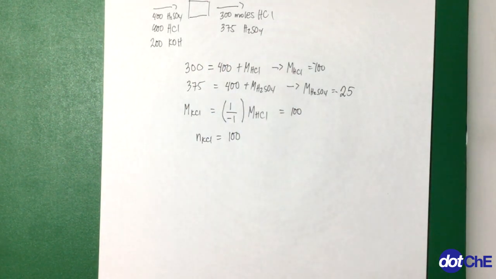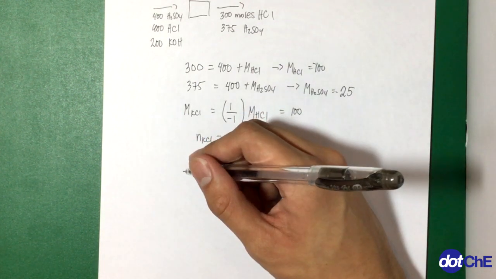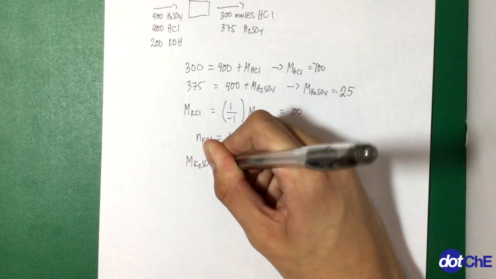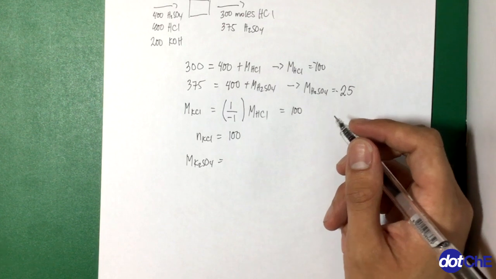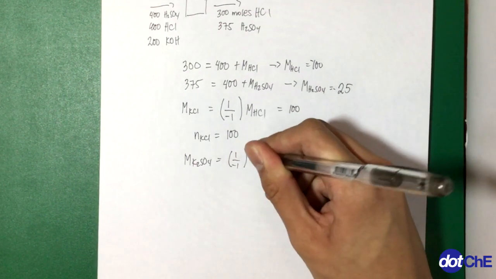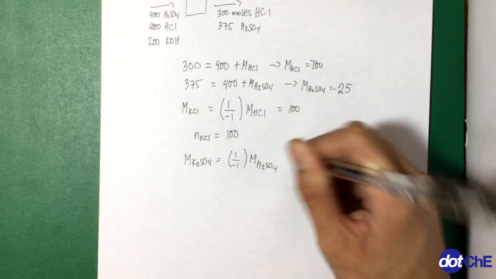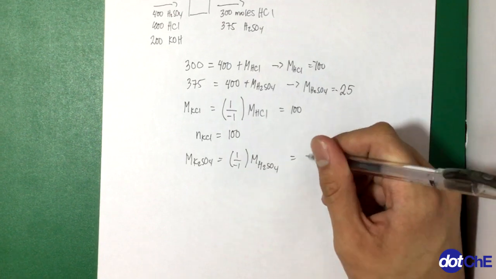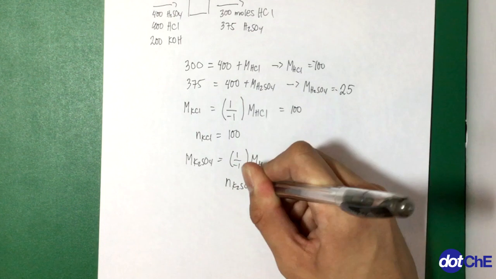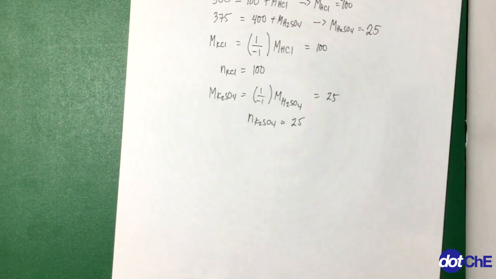Okay? Next, we are going to use KOH. Before KOH, we're going to use K2SO4. So MK2SO4, let's do the balances again. So K2SO4, that's just 1 over negative 1 M of KH2SO4. So that's equal to 25. So NK2SO4 is equal to 25. Now, 2 down, 2 more to go.